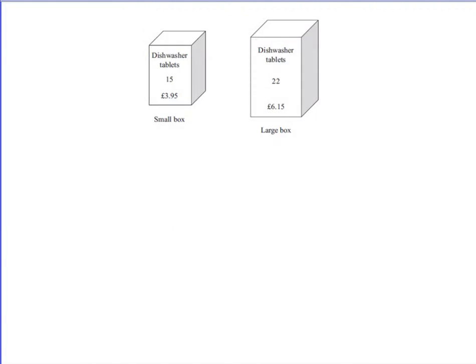Question 6, we've got dishwasher tablets. This looks like a Best Buy question to me. A small box and a big box. Which size box gives you better value for money? Must show all your working. Well, all I do is work out the value of one tablet. So we've got the small one first of all.